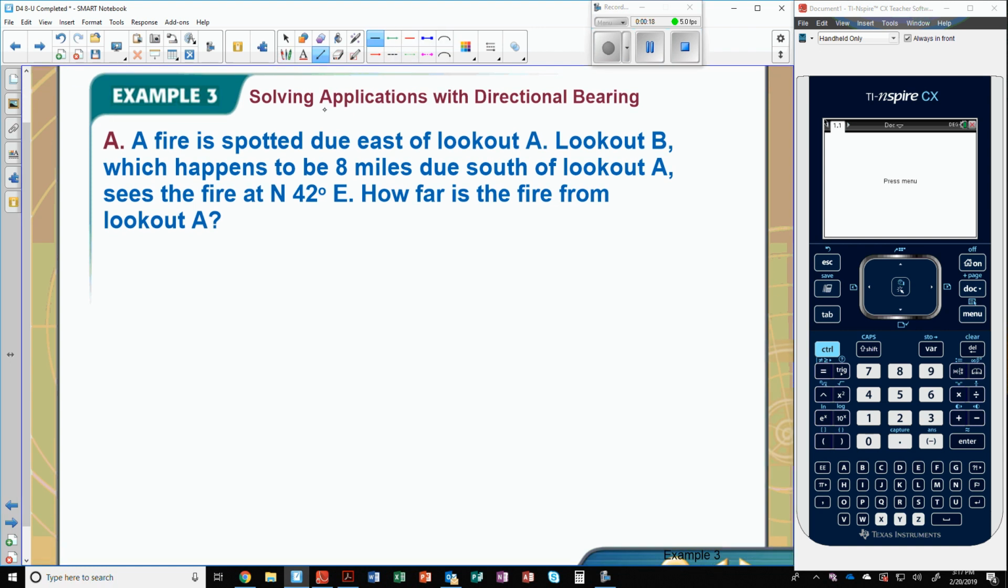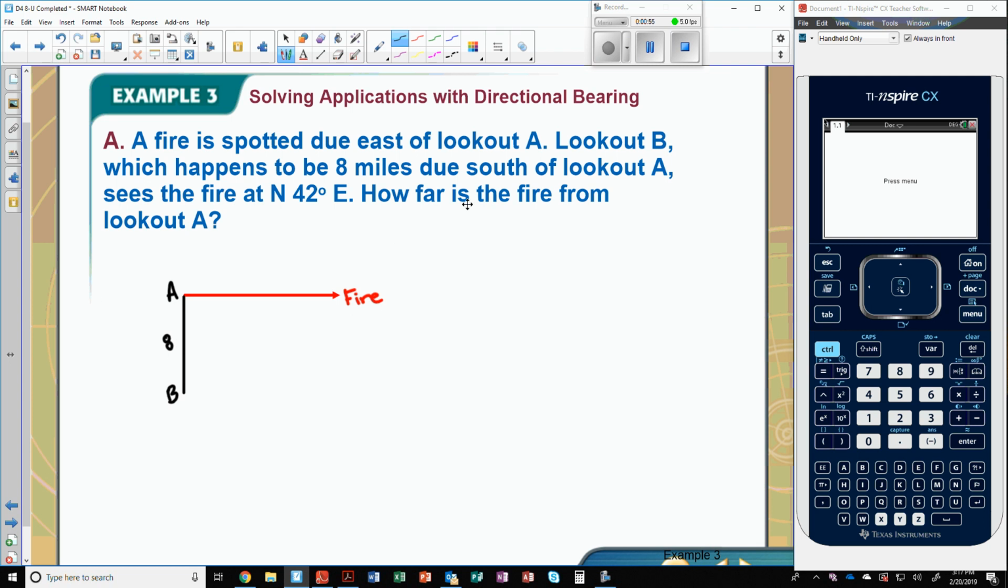So we're given two sides here, and it says a fire is spotted due east of lookout A. So if I draw one of these lines, if you go due east, that's to the right, you'll see a fire. So here's the fire due east of lookout A. And I'm just going to put an A there for lookout A, right there. Now it says lookout B, which happens to be 8 miles south of lookout A. So now I want to put on a line here. Lookout B is 8 miles south of lookout A. So that's 8 miles there.